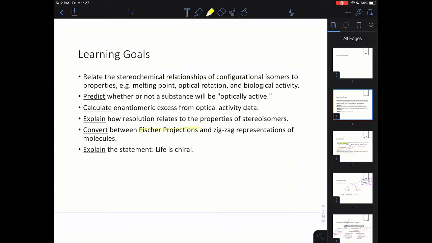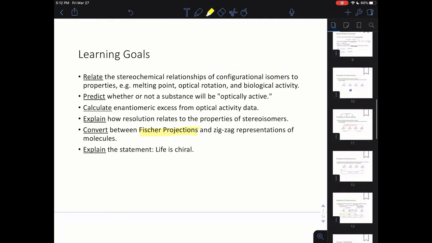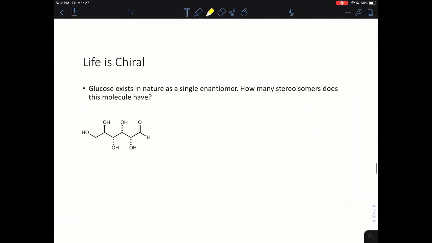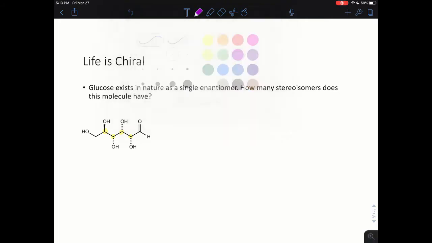It's time to learn how to use Fischer projections to represent stereoisomers. Okay, we ended our last video with life is chiral. And in fact, glucose exists in nature as a single enantiomer. That's pretty cool. And I'm just wondering, how many stereoisomers does this molecule have?